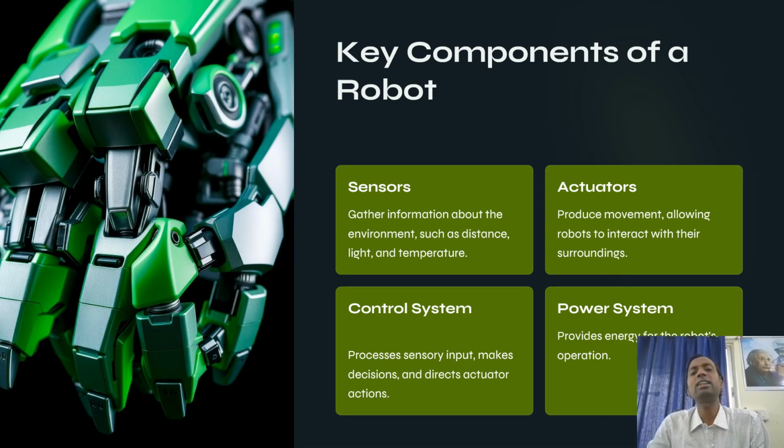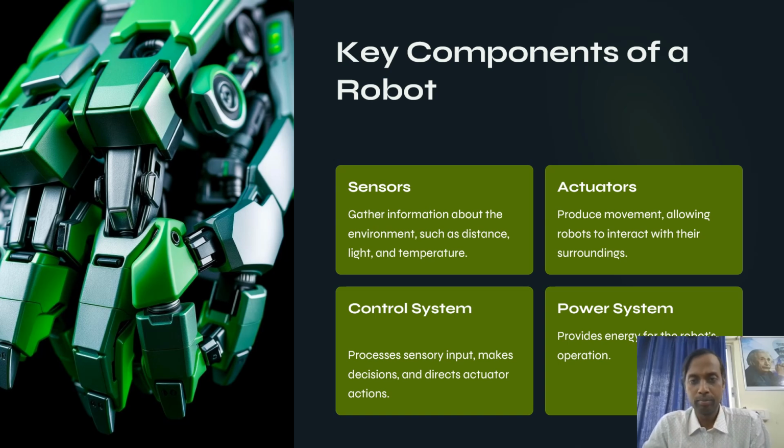See, what are the key components of robotics or a robot? First is the sensor, to sense something, gather information about the environment, such as distance, light, temperature, etc. When any robotic hand stops or moves, how does it move? Actually, with the help of some sensor, it will do that. Actuator: produce movement, allowing robots to interact with their surroundings.